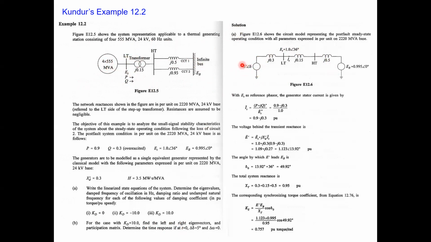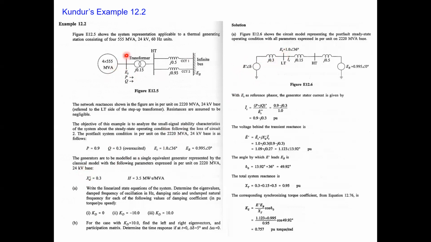So this is what we have written as E prime here. This will refer to the induced EMF, the value of electromagnetic force induced in the generator stator here, with the angle delta. Now this quantity is the direct axis reactance of the generator, and this bus here is this one.